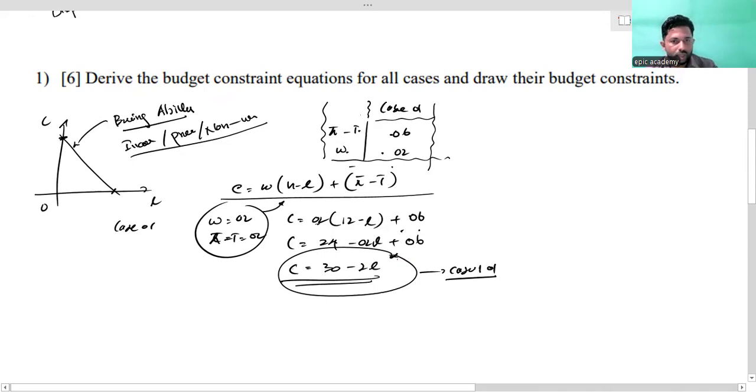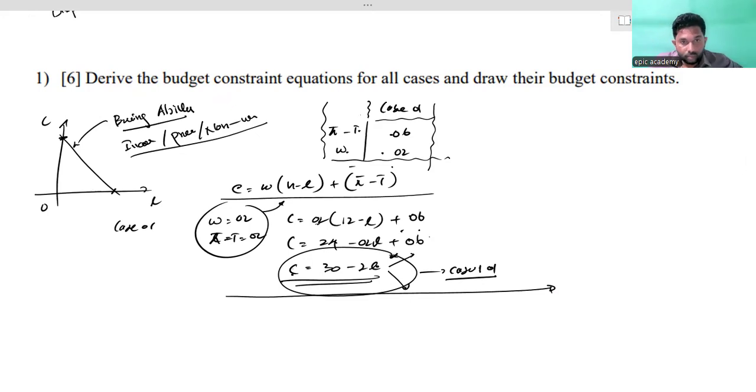Then you can identify that if the leisure value changes, consumption also changes. If leisure increases, consumption has to reduce. If leisure reduces, consumption can increase. The relationship between consumption and leisure is negative. That is why we put negative values here. That is only for case number 1. Did you get the idea for that one? Yes, sir, I got it.